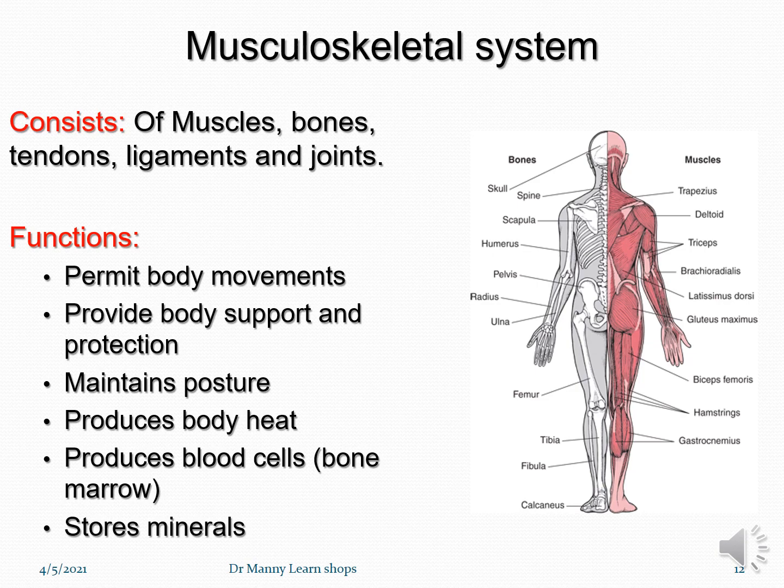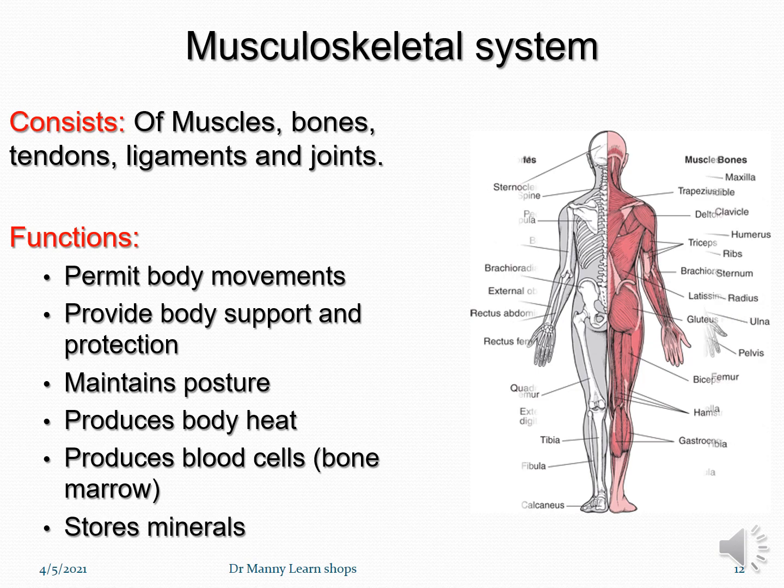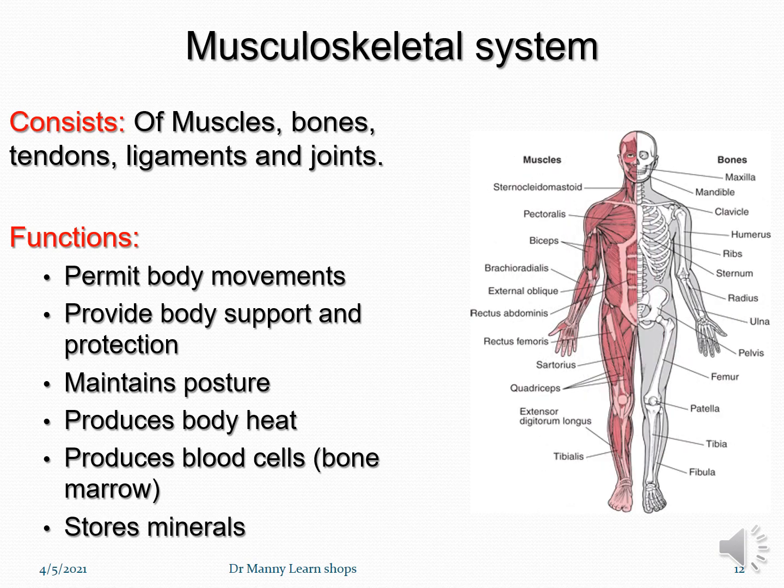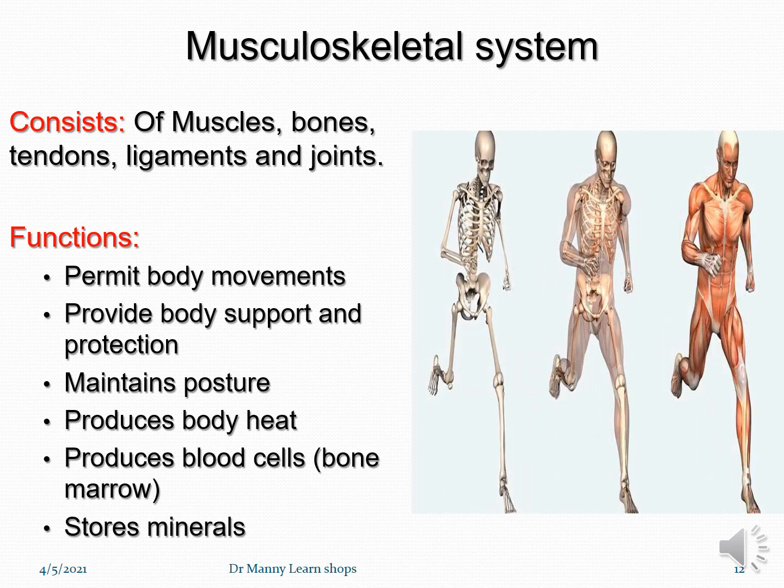When we look at the musculoskeletal system, this consists of muscles, bones, tendons, ligaments, and joints. And what does it do? It permits body movement, provides body support and protection, maintains your posture. Muscles produce heat, it keeps us warm. Bones produce blood cells in the bone marrow. And it stores minerals and more. I've just given you some of the major functions.